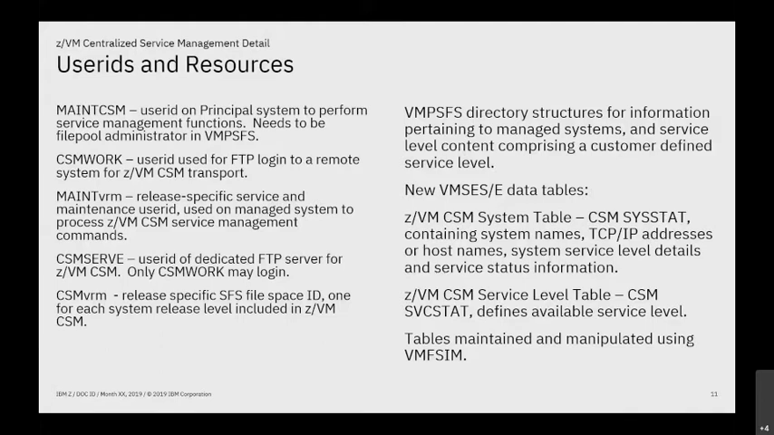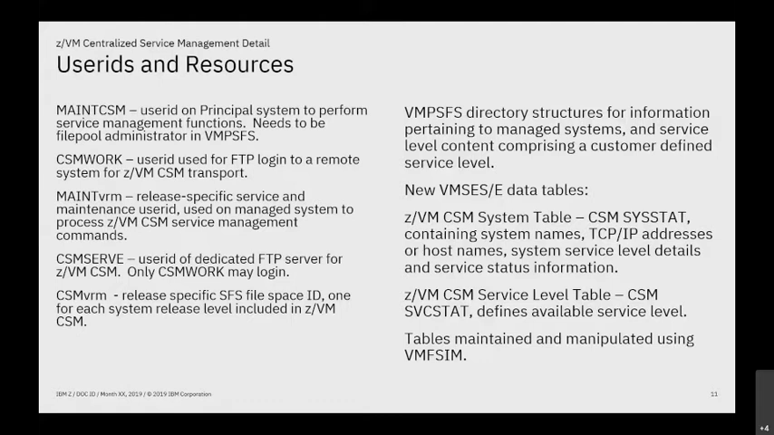One file space ID that's going to be created related to the base level of VM that service levels are built on top of is the file space CSM-VRM. So again, to begin with, the only base file space in the SFS file pool will be CSM-720. That represents the anchor for all of the service level structures that are associated with CSM. They'll all be directory structures underneath CSM-720.